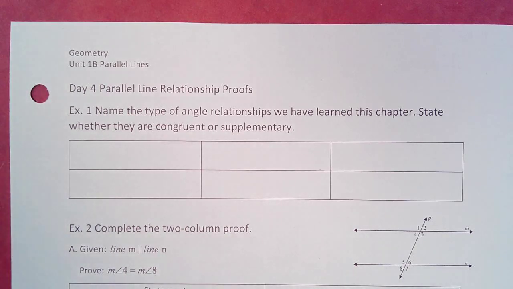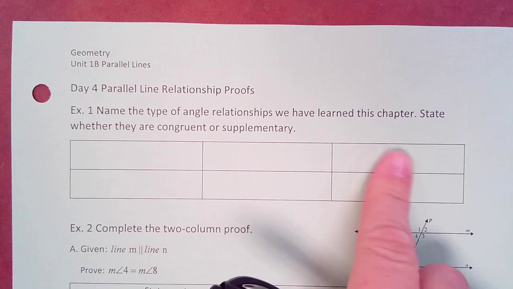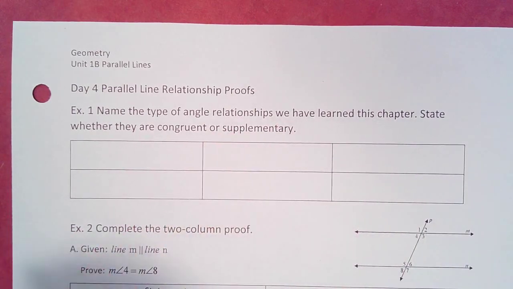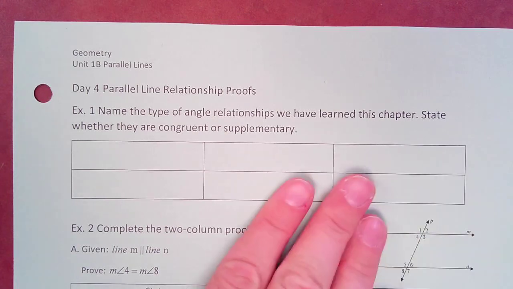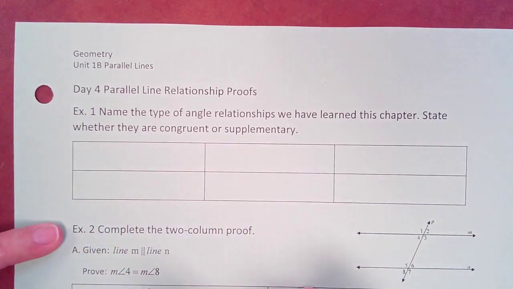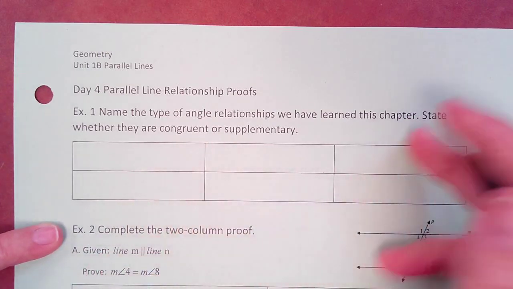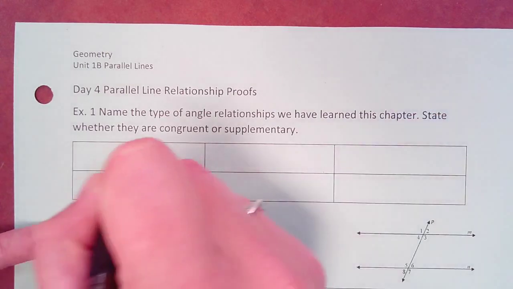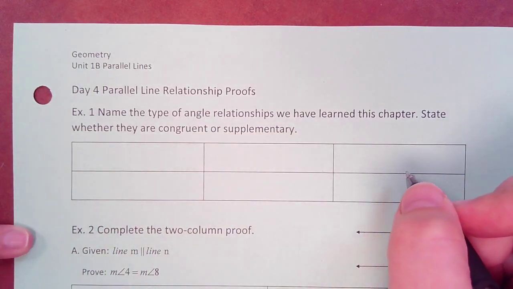Okay, day 4, parallel line relationship proofs. So let's go ahead and name the different types of relationships we've learned this unit. Remember, on your test, these are not going to be given to you, so you have to remember them. So why don't you go ahead and take a second and pause. These 4 need to be your congruent 4, and these ones are going to be your supplementary 2. So take a second and pause and see if yours match up with mine.